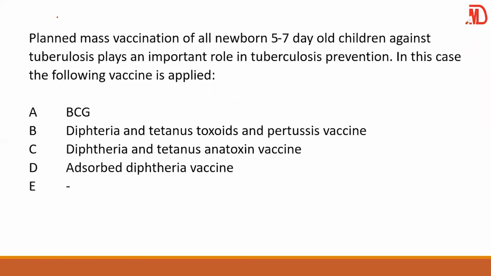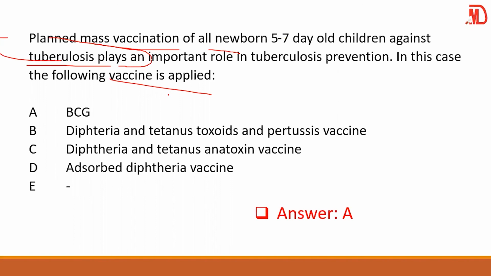Okay. Planned mass vaccination of 5 to 7 days old children against tuberculosis. So what do you do? What vaccine is applied? We just said it in the last lecture. This is BCG, or the Mantoux test. BCG or the Mantoux test. So the answer is A.